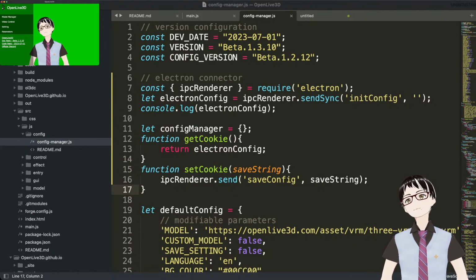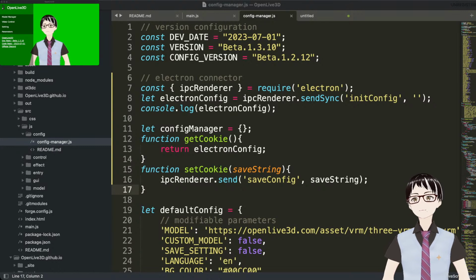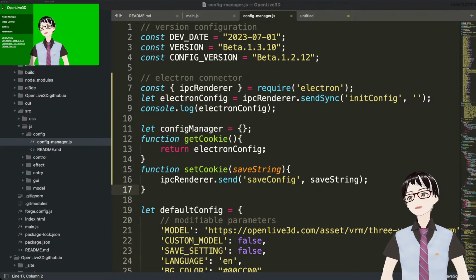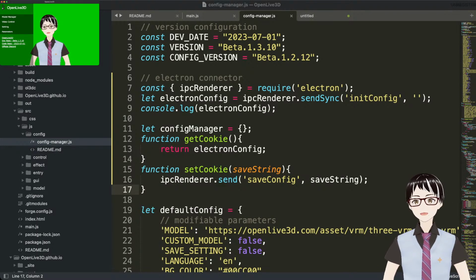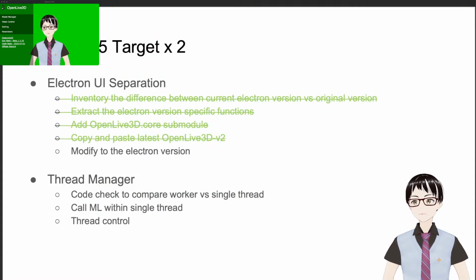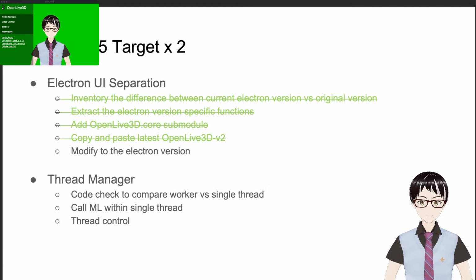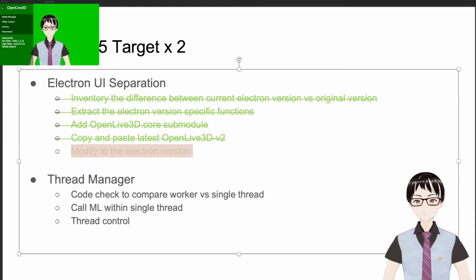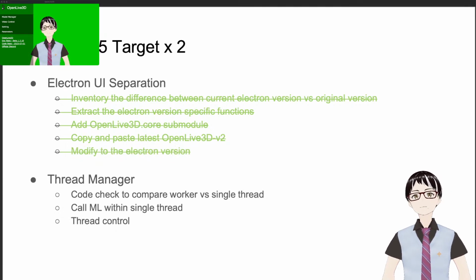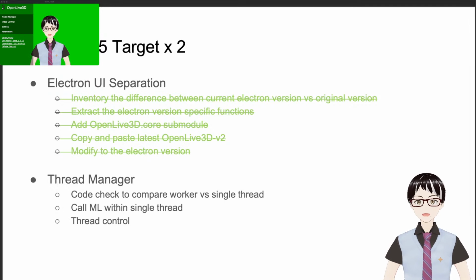So what does it mean? It means that among the two development items that we listed. Okay, so now let's forget about the code and go back to our PowerPoint. For the two development items that we listed, we finished the first item. The Electron UI separation is actually done.